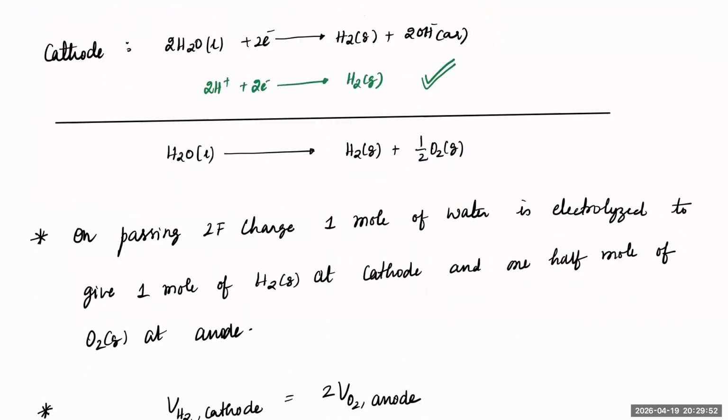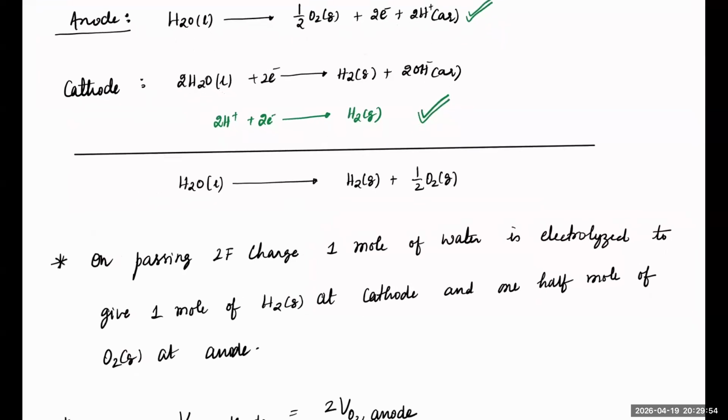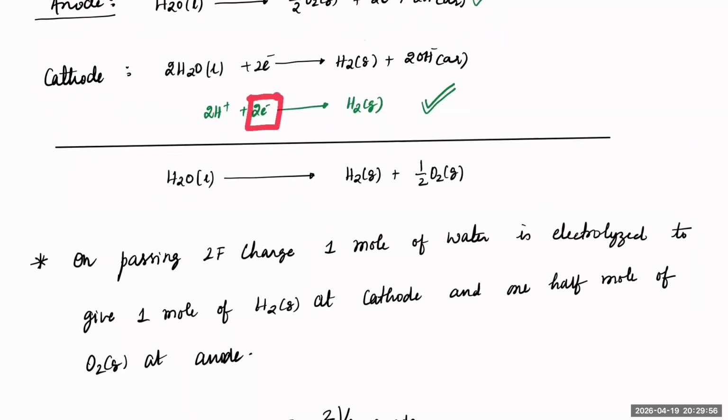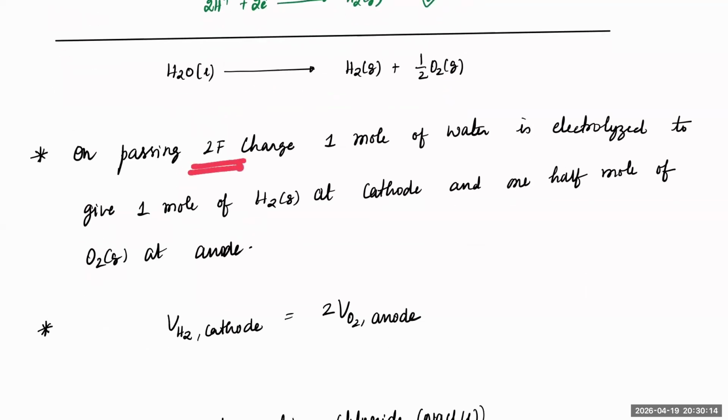Which means, can I read it this way, everybody? Check. We are using 2 moles of electrons. 2 moles of electrons means 2 Faraday. And when I'm passing 2 Faraday charge, how much H2 am I getting? I'm getting 1 mole of H2 and half a mole of O2. This ratio will always be the same, everyone. So for every 2 moles or 2 Faraday charge, 1 mole of water is electrolyzed to give 1 mole of hydrogen and half a mole of oxygen.